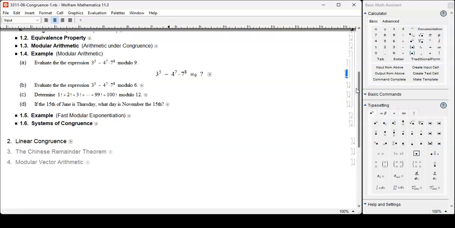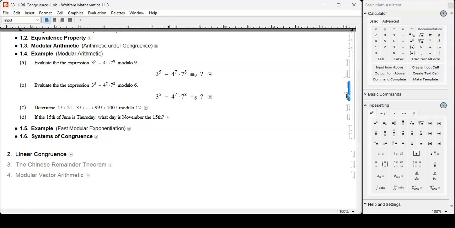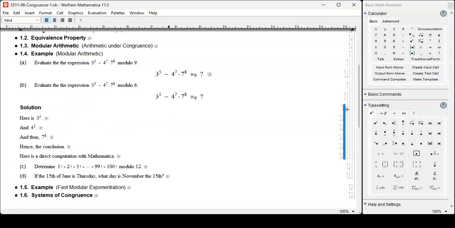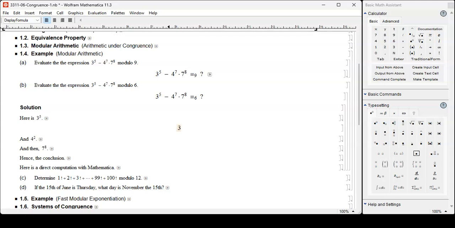How about the next problem? Same expression, but this time modulo 6. Okay, let's consider the same thing. 3 to the 5th power. 3 squared is 9. So that's congruent to 3 modulo 6.